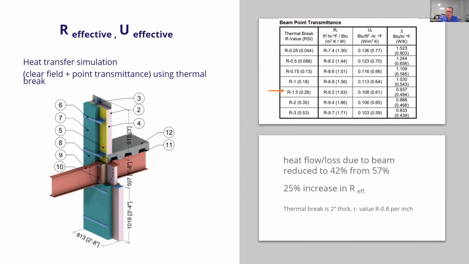And what has happened? Well, the wall has gone from 6.9 to 9.2. So we've reduced heat loss. We've increased R value by about 25%. But that took a 2-inch thick break. Now you'll also notice the steel Z-girts are still in the model. If we replace those with composite Z-girts or fiberglass Z-girts, that wall R value probably jumps up another 12 to 15 points, right? And so that goes back to addressing the clear field and the point transmittances in this model.